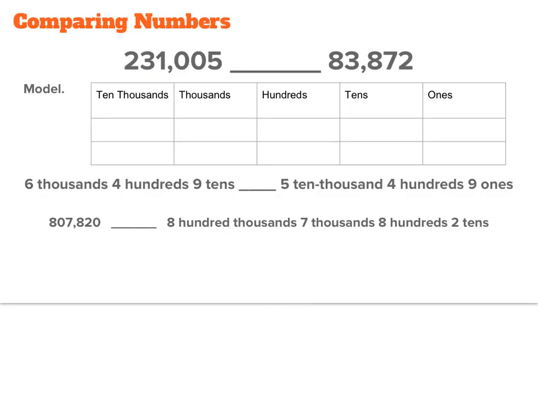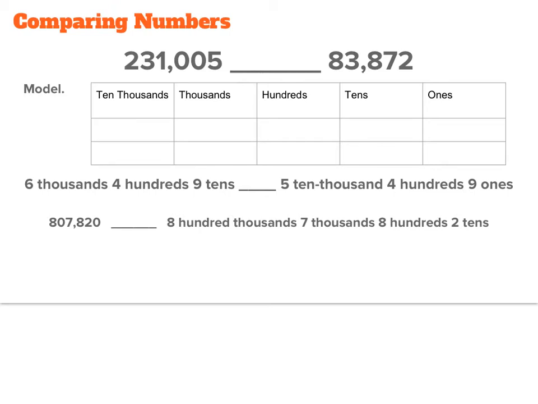Now we're going to practice comparing numbers. The first set of numbers I have is 231,005 compared to 83,872. I'm going to start by writing these digits both in my place value chart.